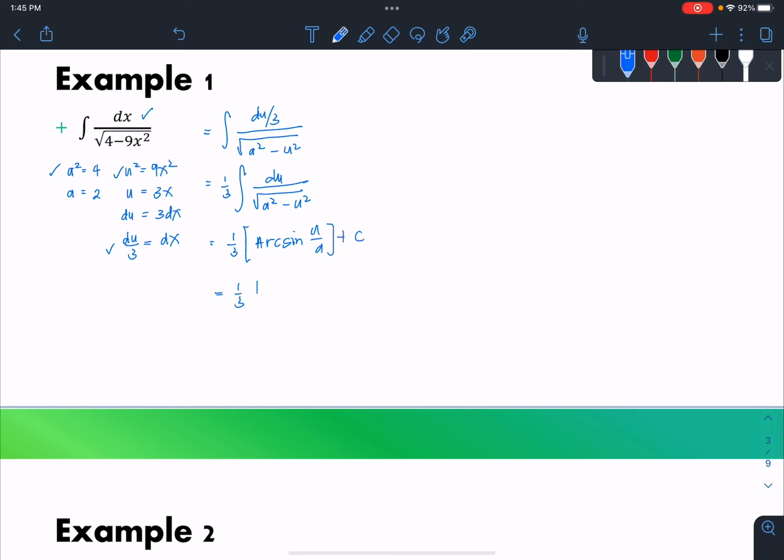So we plug in our u. This is our u, which is 3x, and then our a is 2, all over 2, plus c. So that will be our answer then: 1/3 arc sine 3x all over 2 plus c. Okay, so it resembles the arc sine.